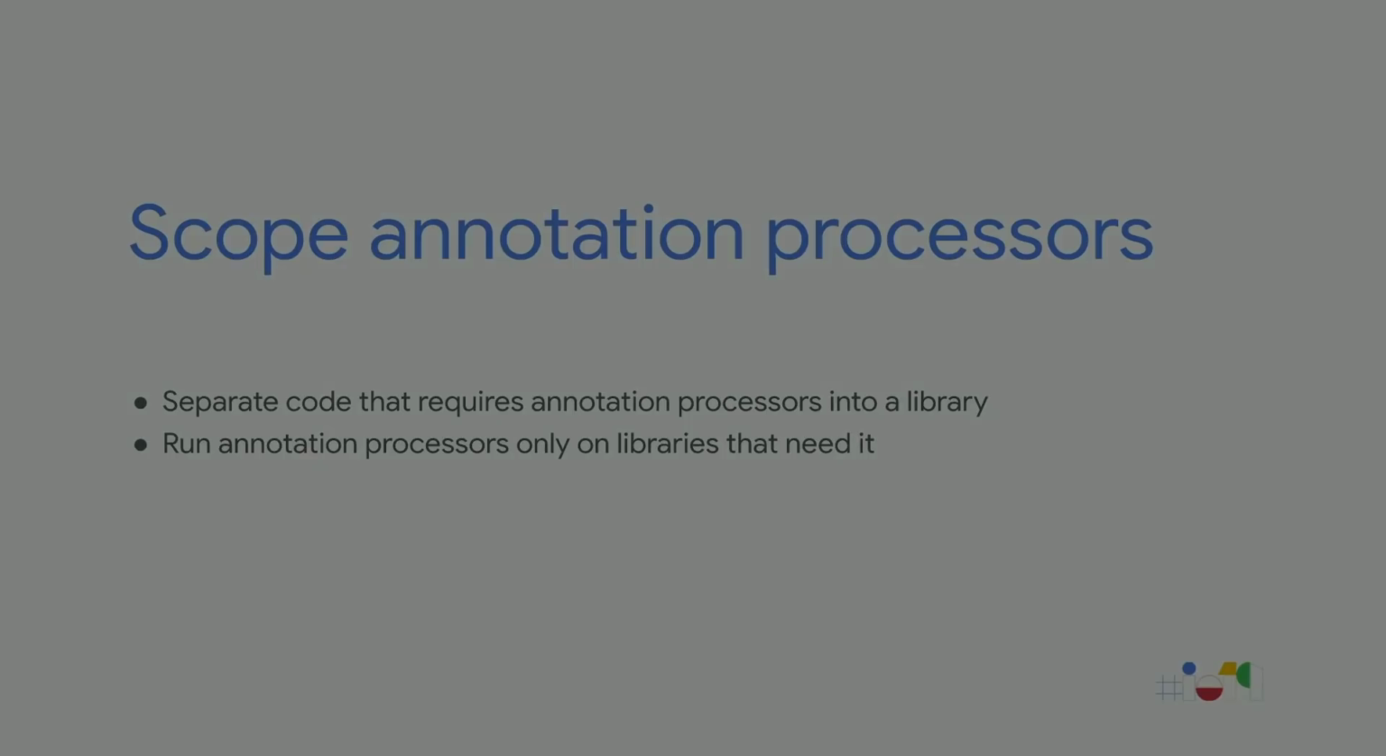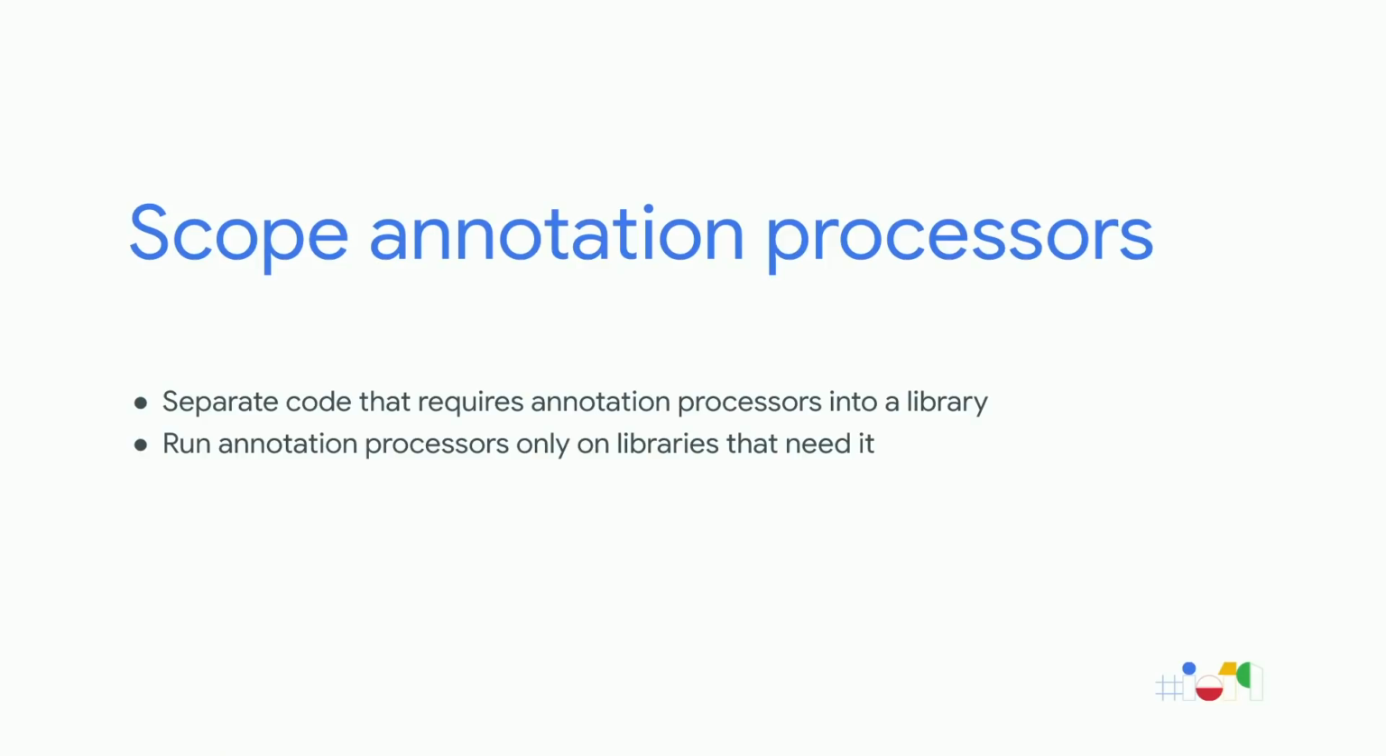Similarly to the plugins, annotation processors can waste time, especially in a non-incremental type. So for example, if you use the AndroidX Room library, you should really pull the libraries that need Room into a separate project and run the annotation processor just on that project. That way, you isolate where the annotation processor runs, thus increasing your speed.